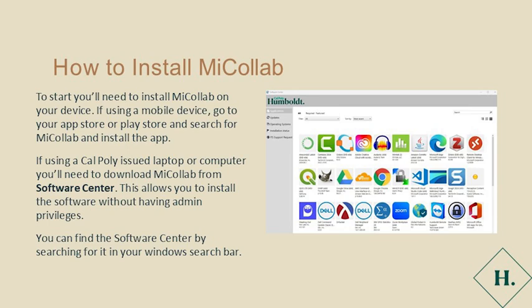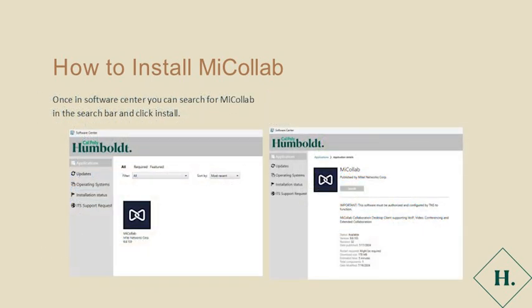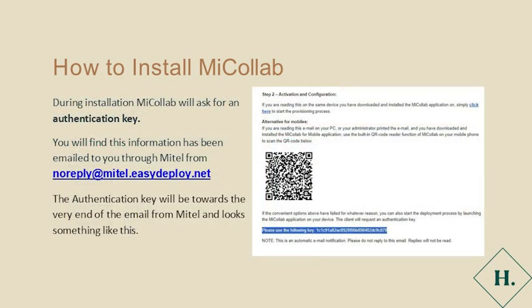This allows you to install the software without having admin privileges. You can find the Software Center by searching for it in your Windows search bar. Once in the Software Center, you can search for MyCollab in the search bar and click Install. During installation, MyCollab will ask for an authentication key.